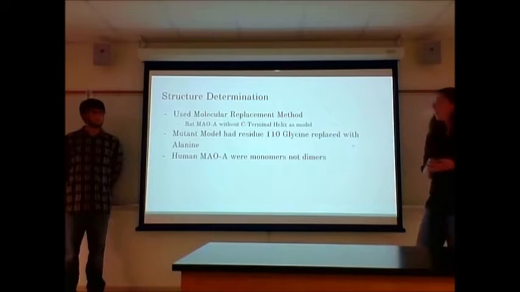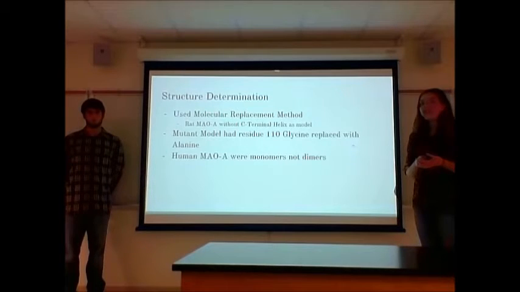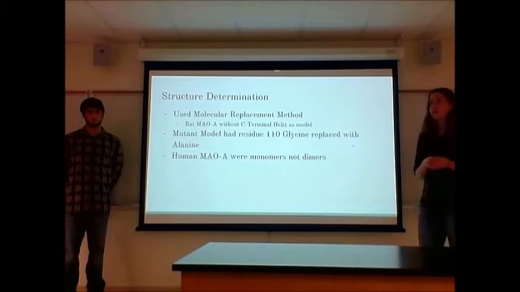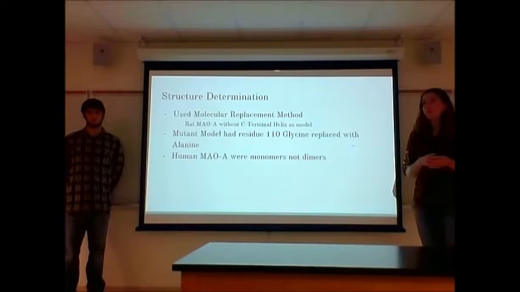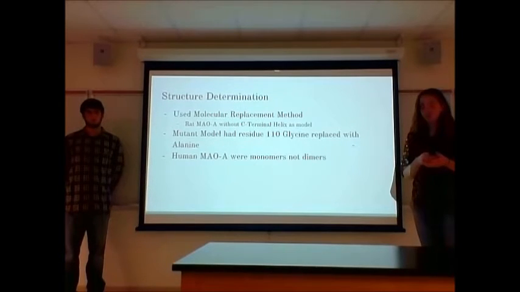In this model, the mutants had replaced glycine with alanine at position 110. They did so to see if the change in structure would create any change in the substrate binding capabilities. Additionally, since this was at position 110, they were able to see if the flexibility of the fold also had an impact on substrate binding. In this version as well, they used human MAOA as a monomer instead of a dimer, which indicates that it was not bound to the mitochondrial membrane.